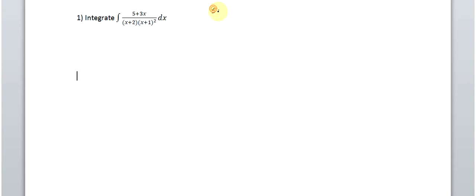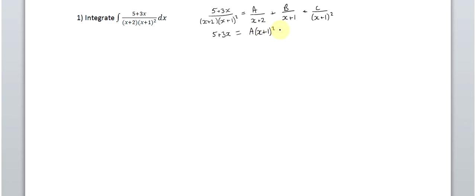So we've got 5 plus 3x over (x plus 2)(x plus 1) squared is going to be equivalent to A over x plus 2, that's the first factor, plus B over x plus 1 plus C over (x plus 1) squared, which of course rearranges to 5 plus 3x is equal to A times (x plus 1) squared plus B times (x plus 1)(x plus 2) plus C times (x plus 2).